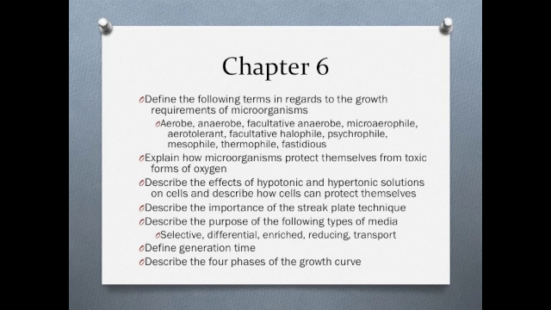We spent some time discussing how bacteria are grown and isolated in laboratory settings. Students are expected to know the importance of the streak plate technique and describe the different types of media and their functions that were discussed in class, including enriched, selective, differential, reducing, and transport media. Finally, in this chapter, we explored the process by which bacterial cells divide and their growth curve. Students should know what binary fission is, be able to define generation time, and describe the phases of the bacterial growth curve.